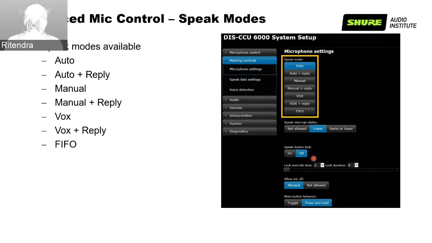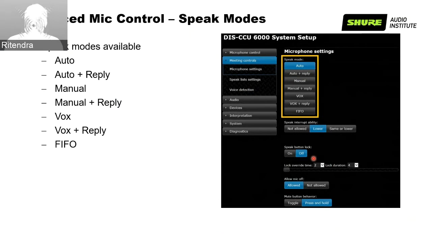Let's talk about this. So auto is like if delegate wants to speak, he turns on the microphone. He presses the button in the conference unit and microphone turns on. Yeah, and if he doesn't want to speak, he can press the button again and it turns off the microphone. So it's auto.